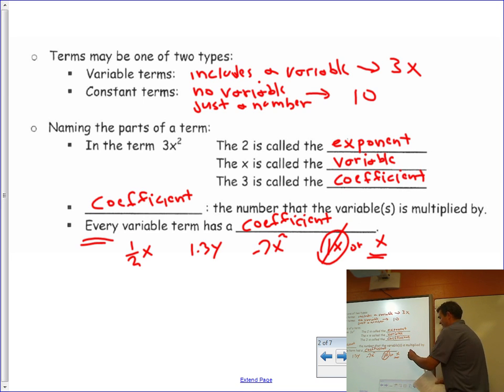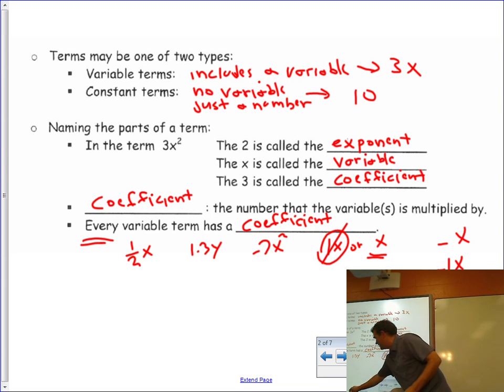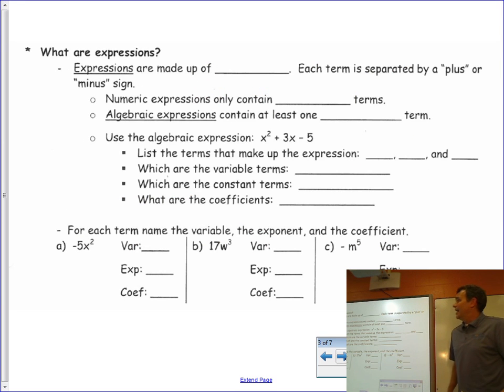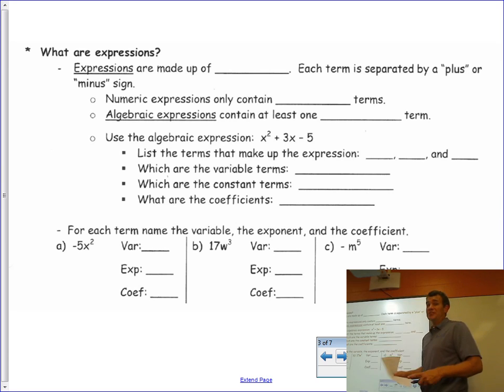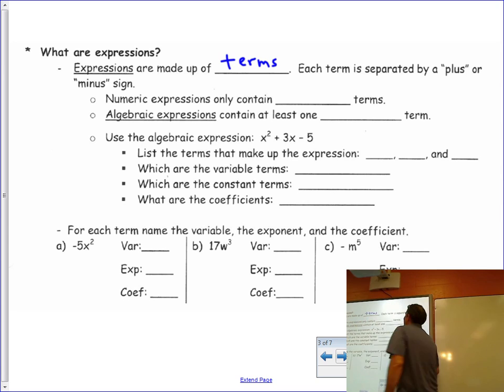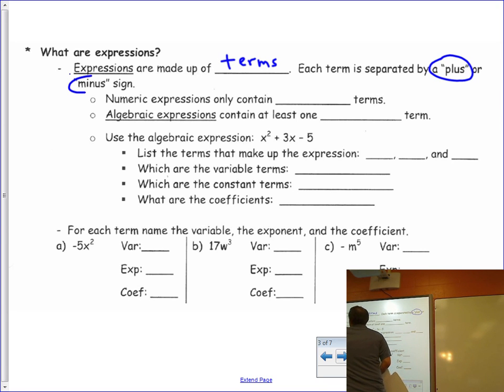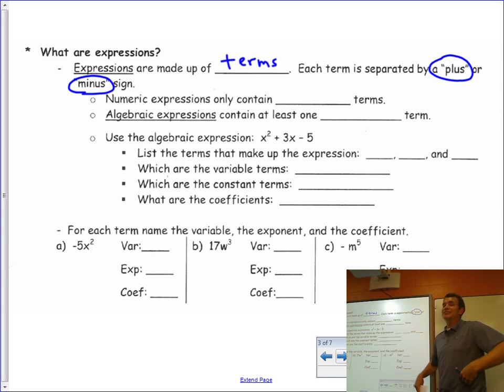And even a little bit trickier is when you have negative x. There you need to understand that the coefficient is negative 1. We will get back to seeing a little bit of that in a minute. All right, so this brings us to expressions. Now that we know what terms are, we can talk about mathematical expressions. Expressions are actually made up of terms. Each term is separated by a plus or a minus sign. That's how you can tell how many terms are in an expression.